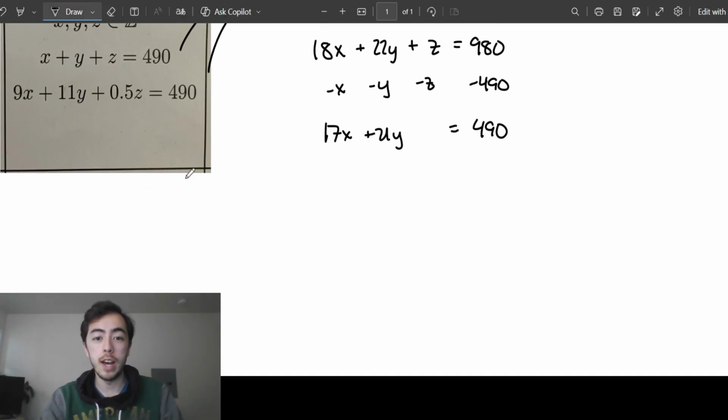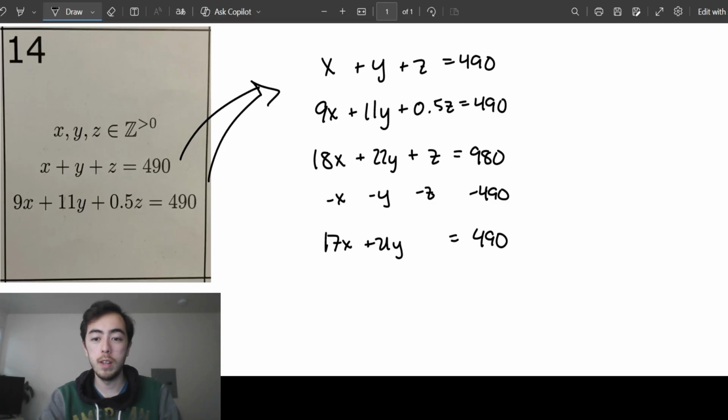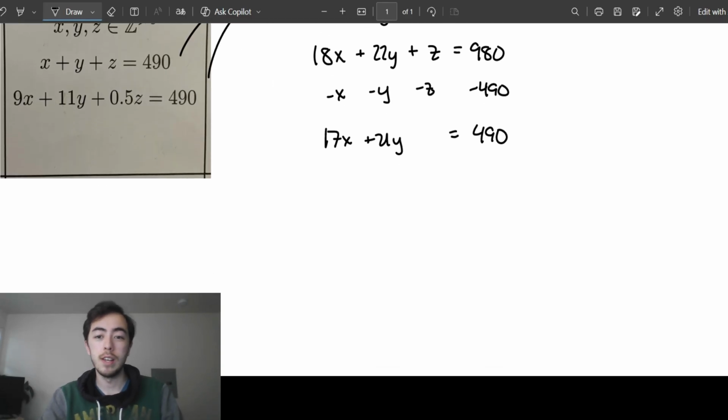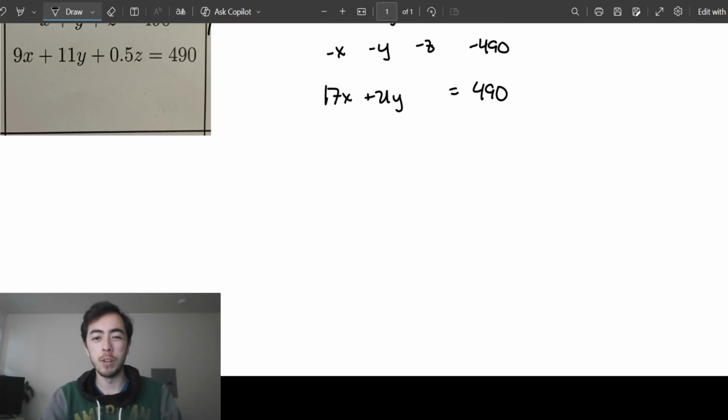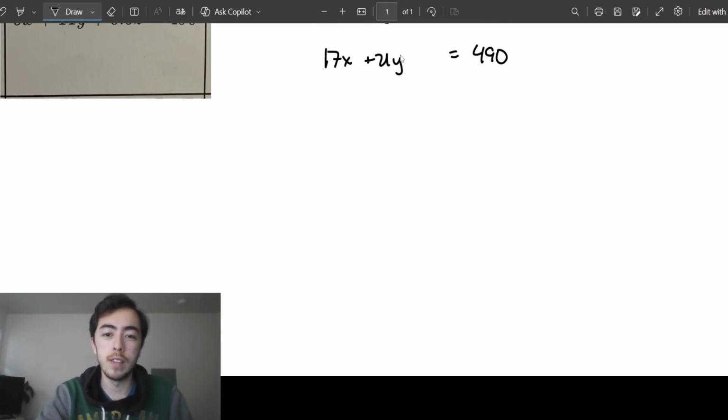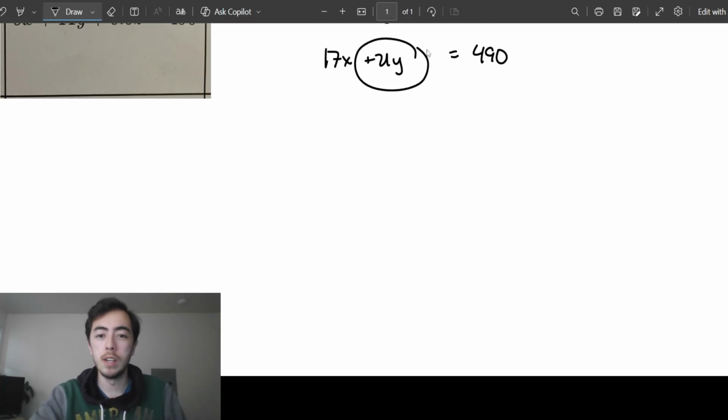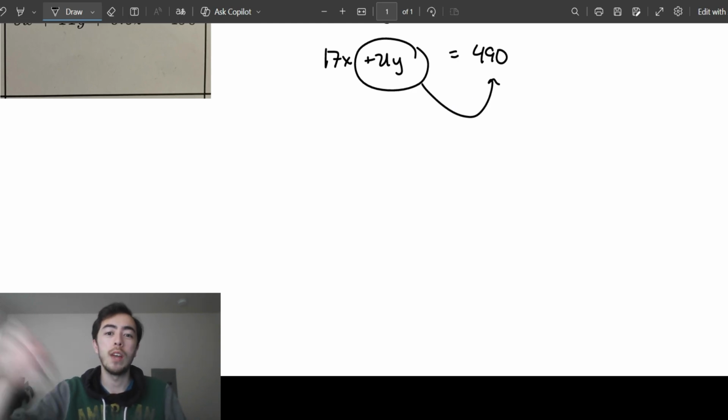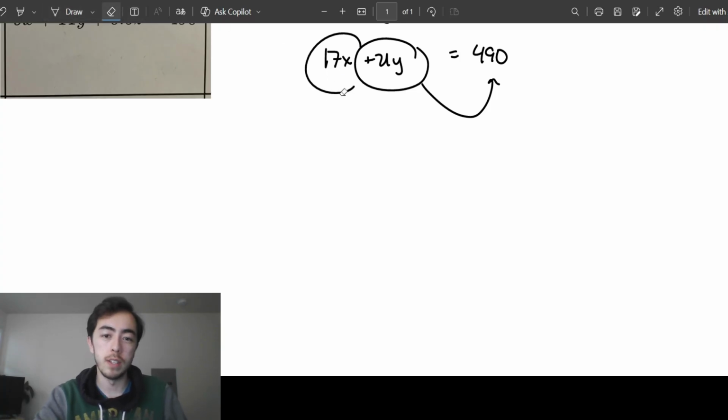Since we're solving for x, I want to somehow get rid of y. And the way I'm going to do this is with modular arithmetic. The idea here is that y is being multiplied to 21. So we have some amount of 21s in this number. And then the leftover amount is kind of recouped by adding a whole bunch of 17s.